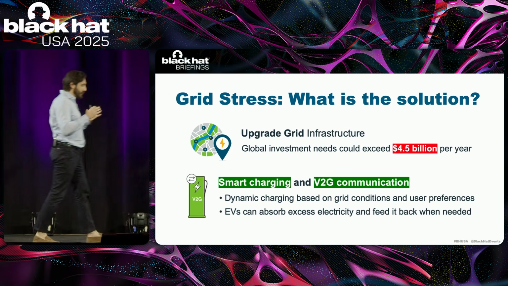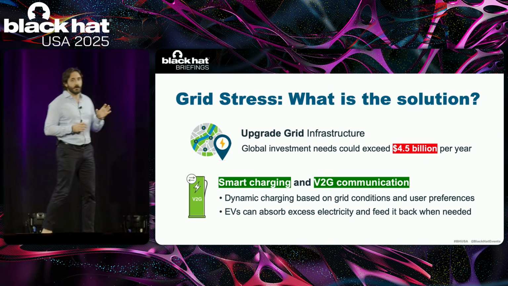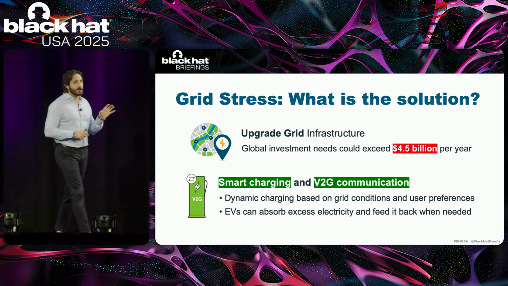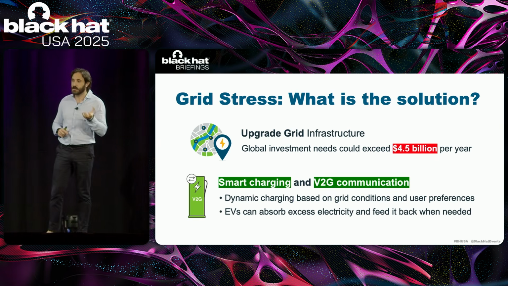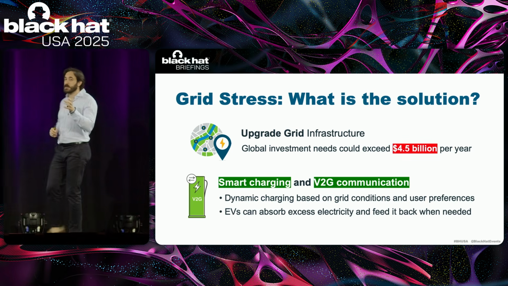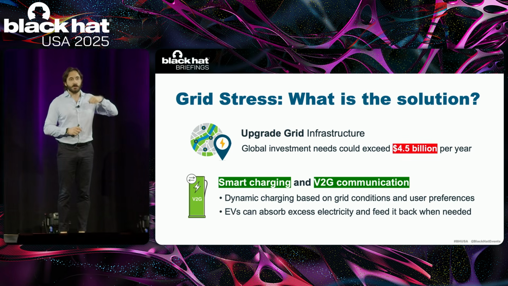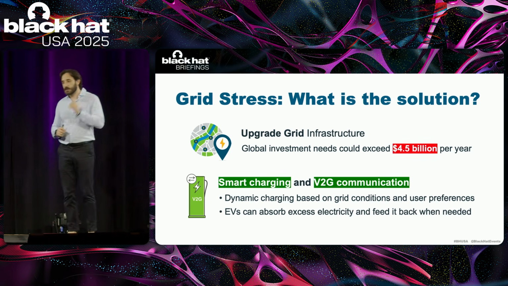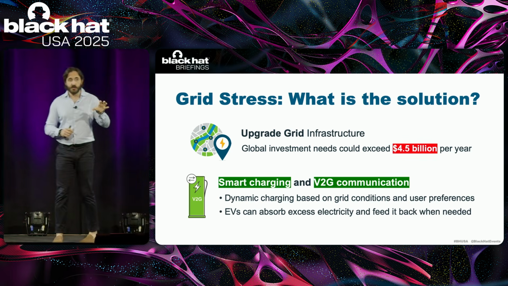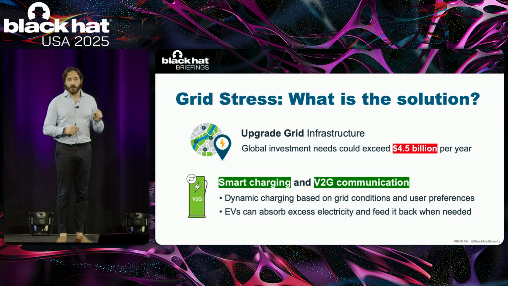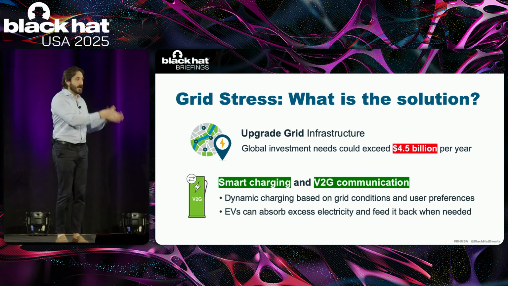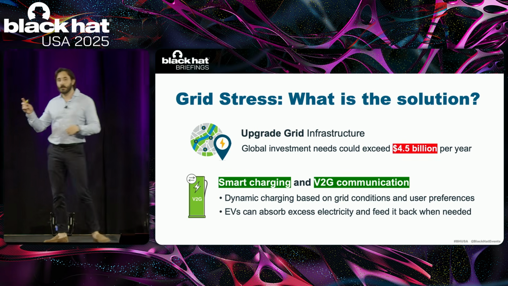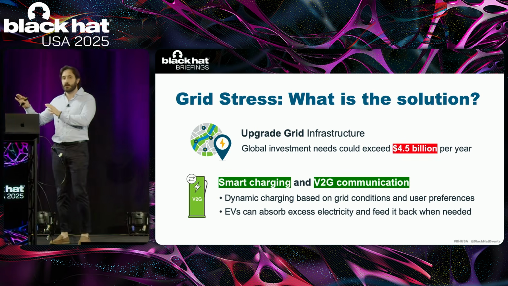So what are the technologies behind this? We have two main technologies: smart charging and vehicle-to-grid communication. Smart charging is an innovative way of charging that allows the charging station to change the charging pattern. So the charging station will make sure that an electric vehicle will pull electricity from the grid only when the grid allows it. So we will be able to solve the first problem. Vehicle-to-grid communication solves the second problem.